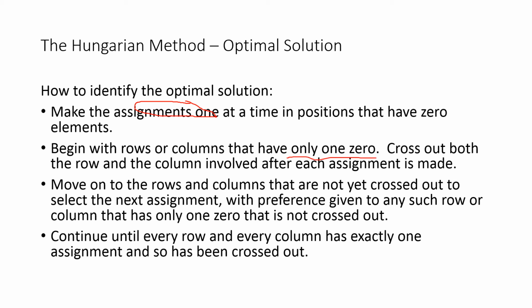Once you do that, move on to the rows and columns that are not yet crossed out. Try to find a new location where there's only one zero in the row and column, and then make the mapping in that cell. Continue until every row and column has exactly one assignment in it. So it's kind of iterative, and you have to look for it yourself.